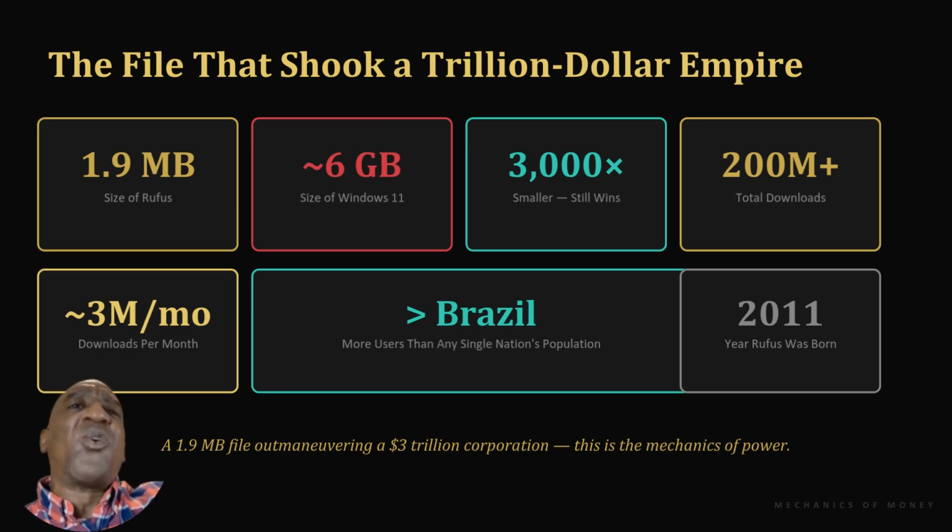So first of all, Rufus is only 1.9 megabytes, where Windows 11 is roughly 6 gigabytes, right? So that in itself is a large difference. Rufus is about 3,000 times smaller, and since 2011, it's been downloaded over 200 million times, nearly 3 million downloads every month. That's how often this program is downloaded. They have more users than the population of Brazil. So this is not a niche software we're talking about. We're talking about a software that is becoming more and more popular, right?